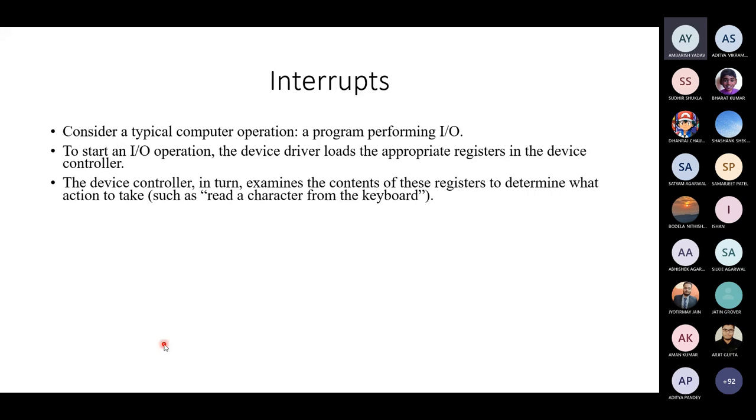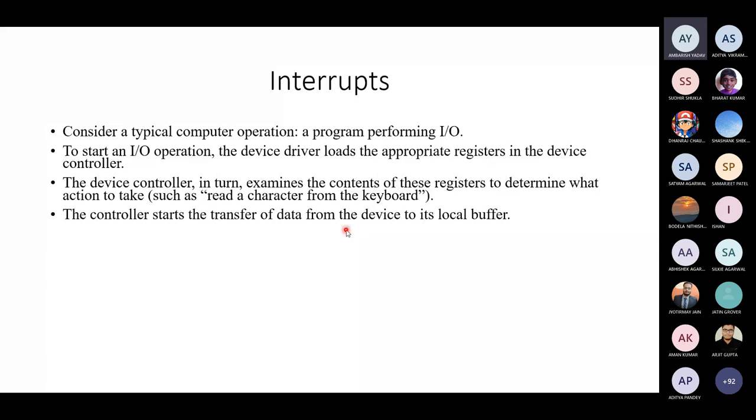Keyboard is an input device. So the device controller for the keyboard will examine what action should take place. The controller starts, for example, reading a character. When I press the down arrow, you are able to see the next bullet point, right? So when I press something, the register reads the down arrow and the controller starts transferring this data from the device to its local buffer, the memory.